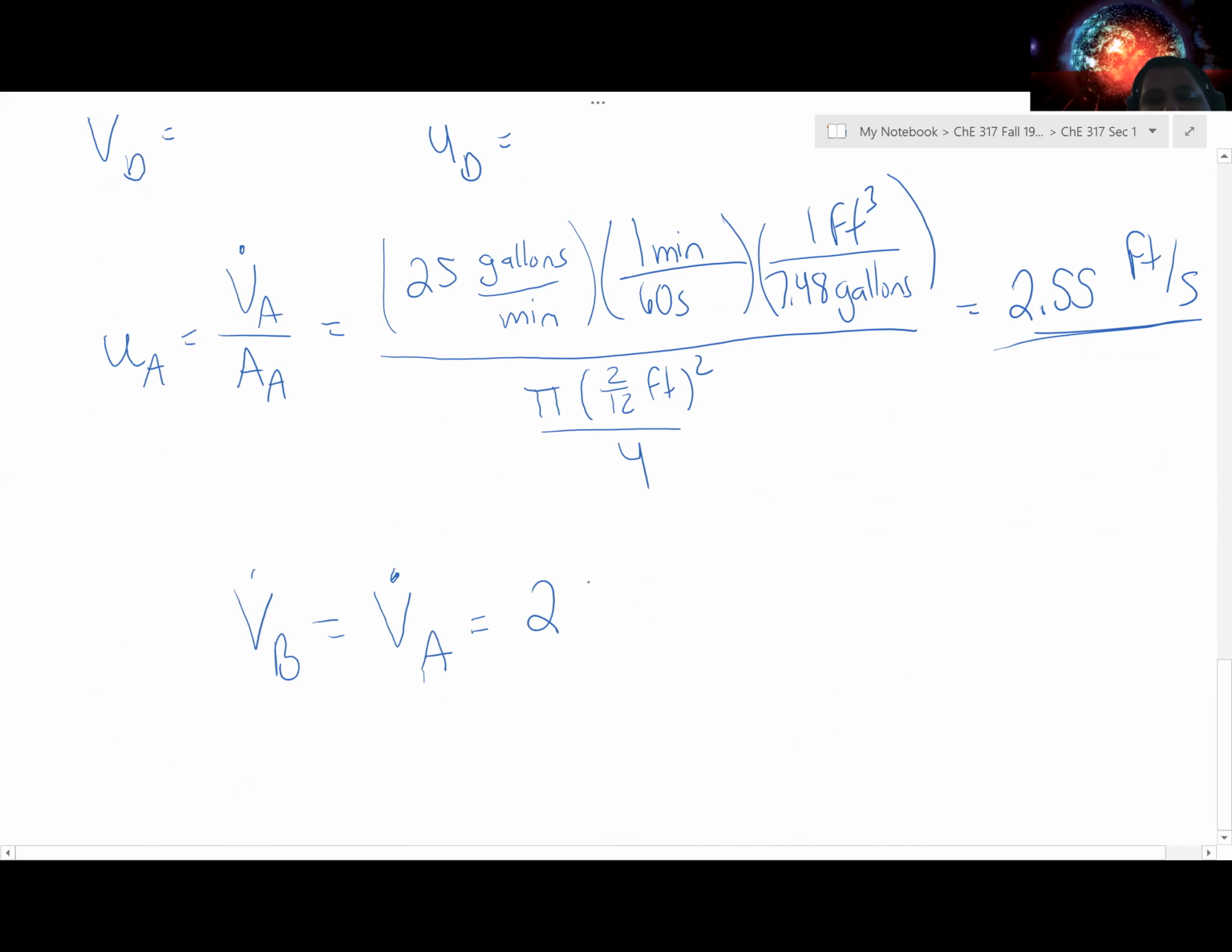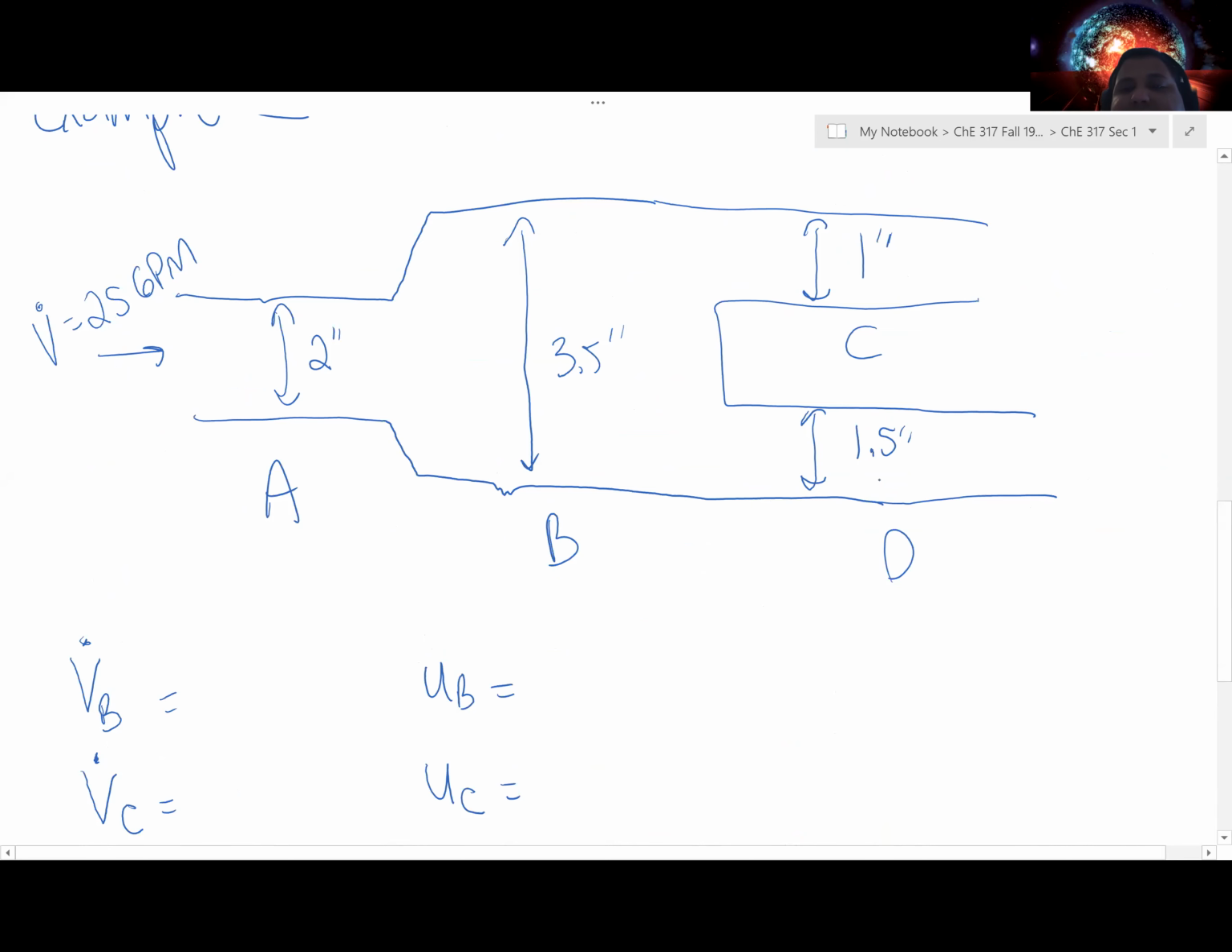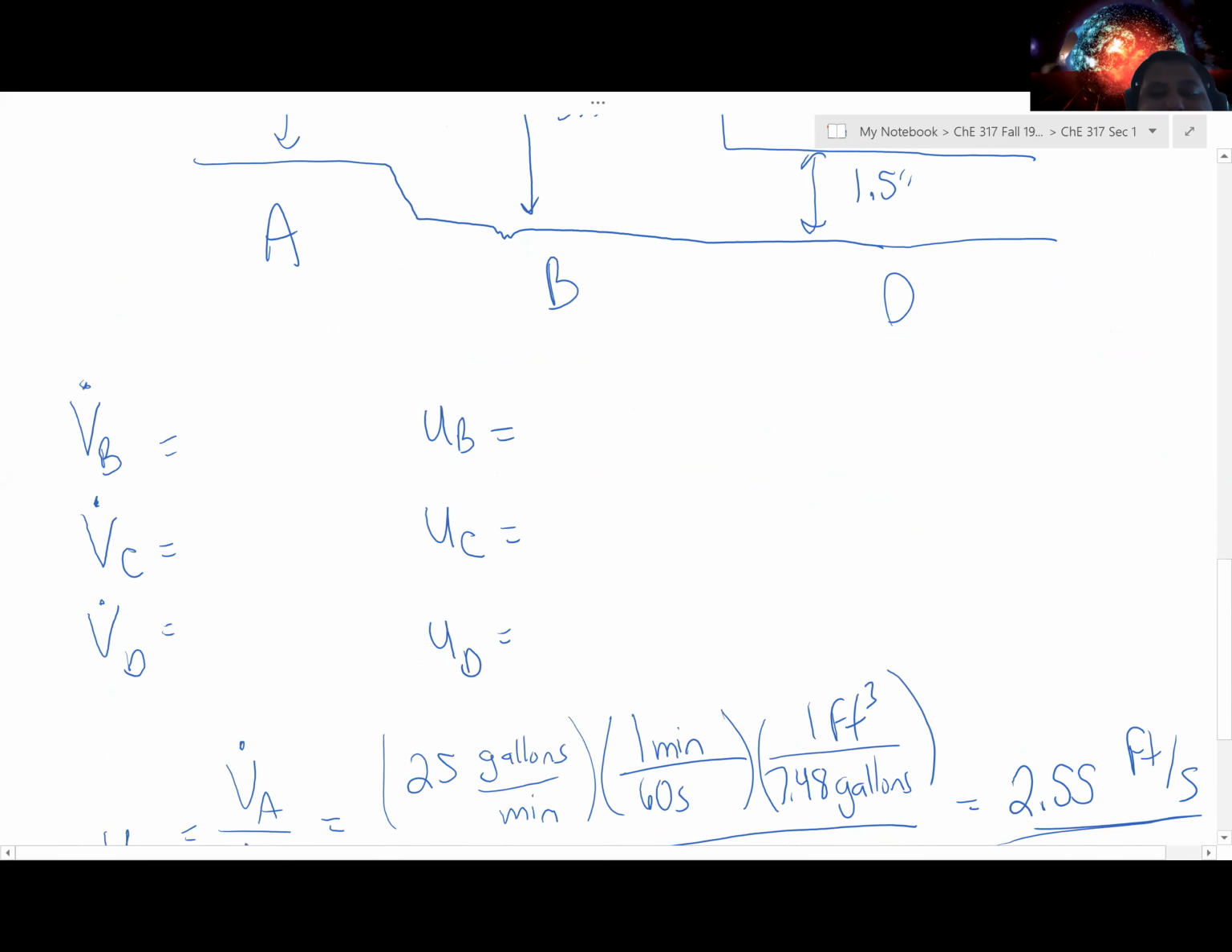The tricky part happens when I want to determine the flow rates of sections C and section D. By the continuity expression, I know that the volumetric flow rates of C and D have to equal the volumetric flow rate of B. So the question is, how do we look at the breakdown?